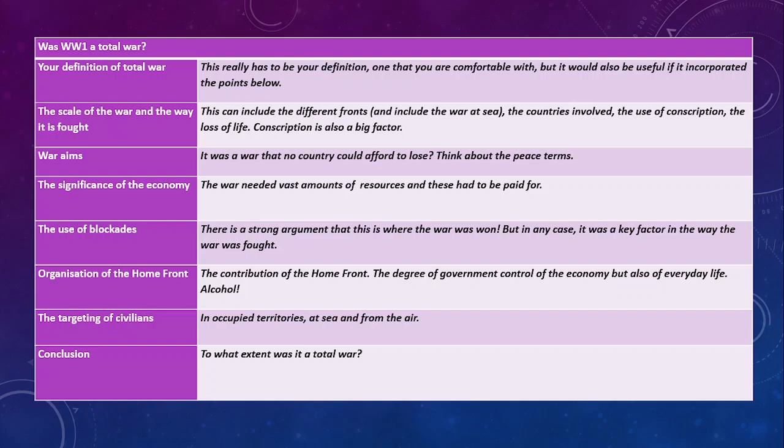These will include Germany's September programme, the agreements made between Britain, France and Russia, as well as the different peace treaties. And don't forget the Treaty of Brest-Litovsk. Ultimately, it was a war that no country could afford to lose. And surely that makes World War I a total war.